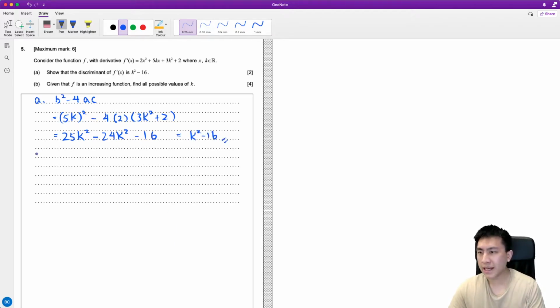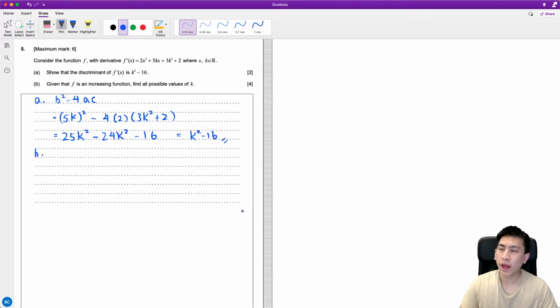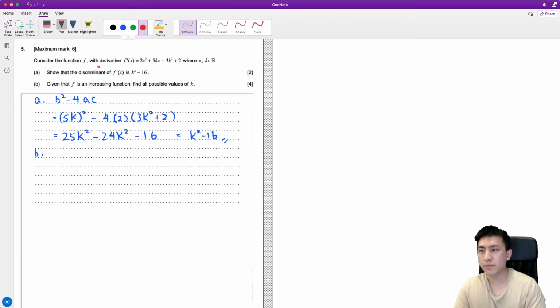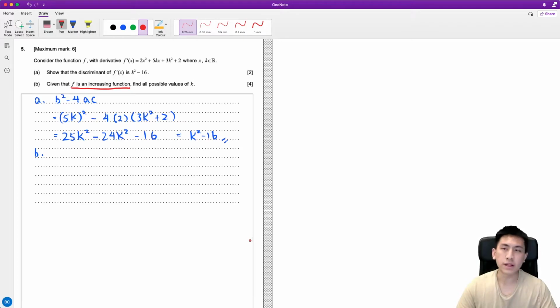Right, part B, however, interesting. Given that f is an increasing function, find all possible values of k. Some of you might be wondering, wait, what's going on? How do I do it? So you have to really think about what it means that f is an increasing function. That's the clue that is given to you, right? What does that really mean?